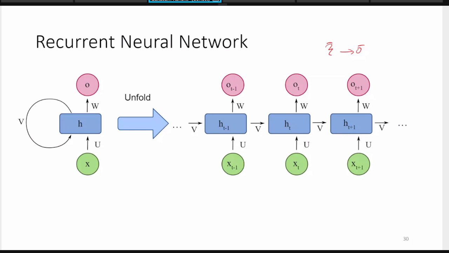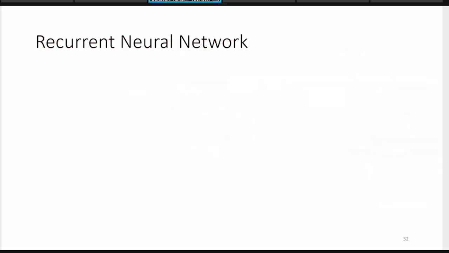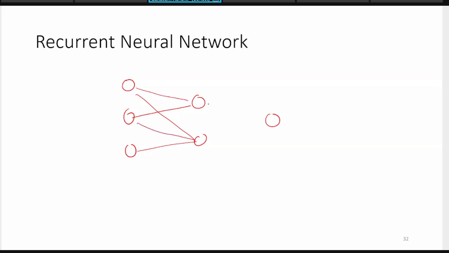So what is a recurrent neural network? The only difference between a recurrent neural network and the multilayer perceptron that we have discussed is this. So let us first see what the multilayer perceptron is. In the multilayer perceptron, for simplicity, let me reduce the number of nodes in the hidden layer. This is the multilayer perceptron.